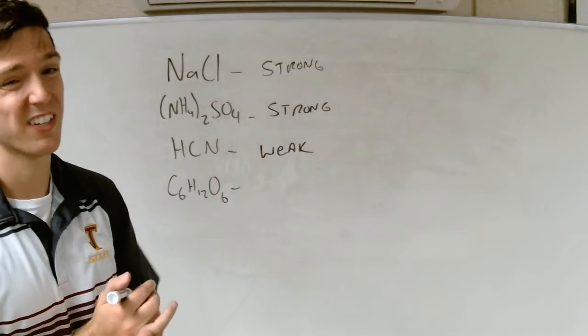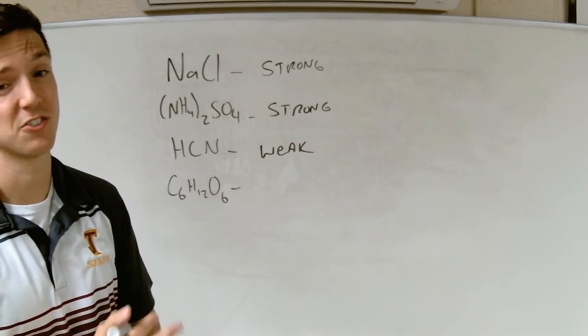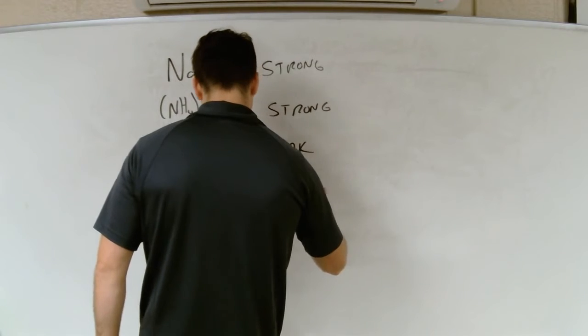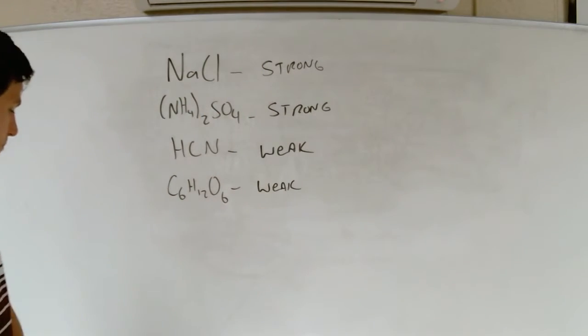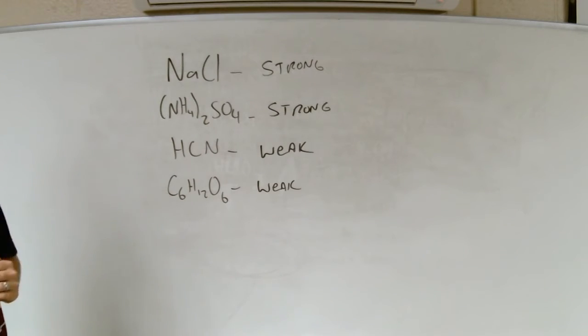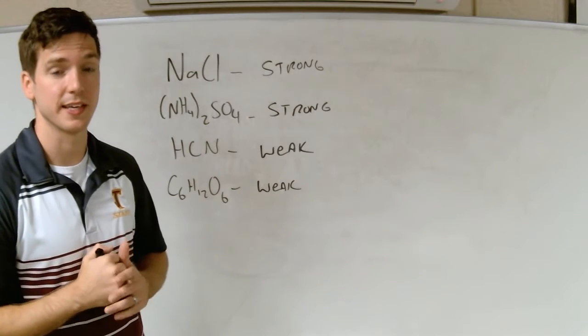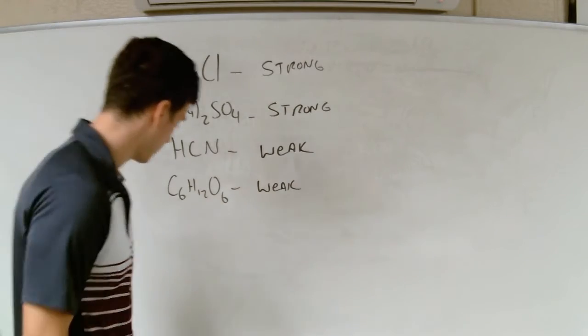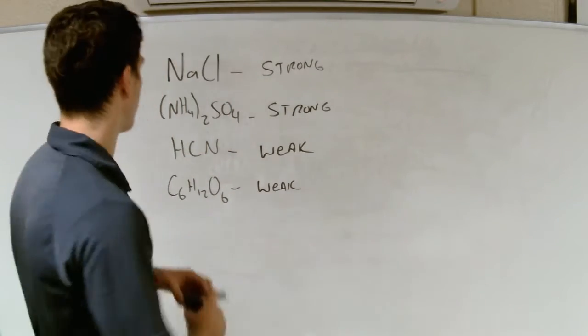C6H12O6, does it have any soluble ions in it? No. Is it a strong acid or is it a strong base? No, so it must be weak. Okay, must be weak. So, again, we need to know these things for our net ionic equations. All right, so let's talk about net ionic equations.